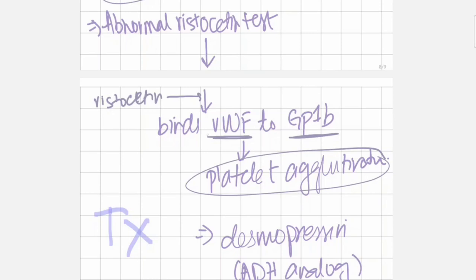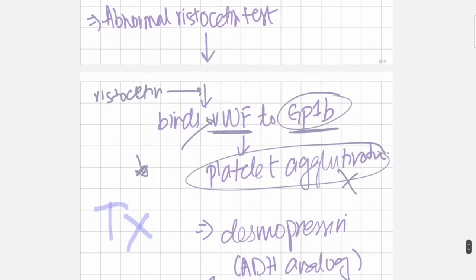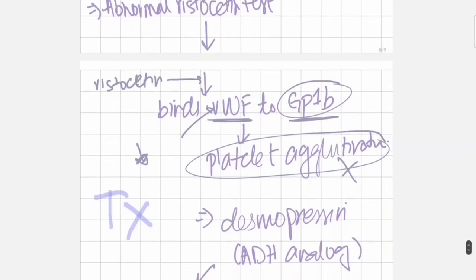But because we have a deficiency of von Willebrand factor, ristocetin cannot bind to GP1B, and there is going to be no platelet agglutination, and hence an abnormal ristocetin test.